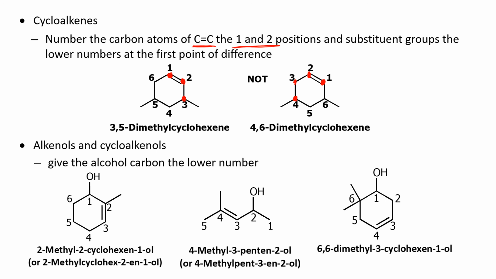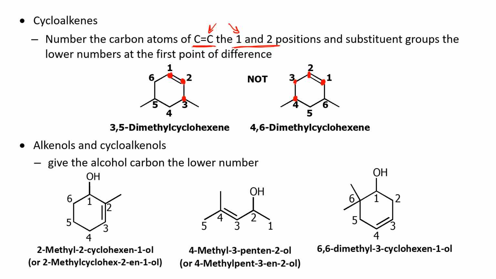Now, because the rule states that the carbon-carbon double bond has to be at the 1 position, you don't have to include the locant. However, if you wrote 3,5-dimethylcyclohex-1-ene, that technically would not be incorrect.